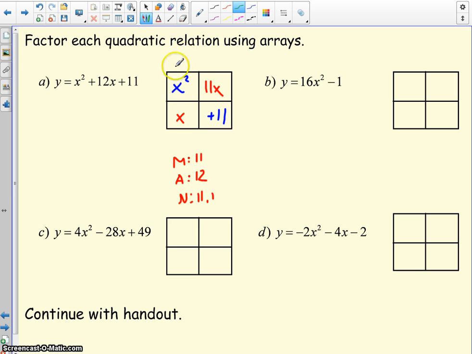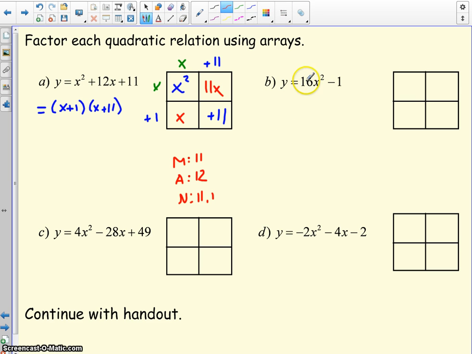So now I can figure out what goes on the outside. So if I'm multiplying to x squared, the only options are to have x and x. So now x times what gives me 11x? I can fill in this part up here. It's going to be plus 11, and x times plus 1 gives me just x. So my factor form is going to be x plus 1, x plus 11. Okay, let's take a look at the next one.